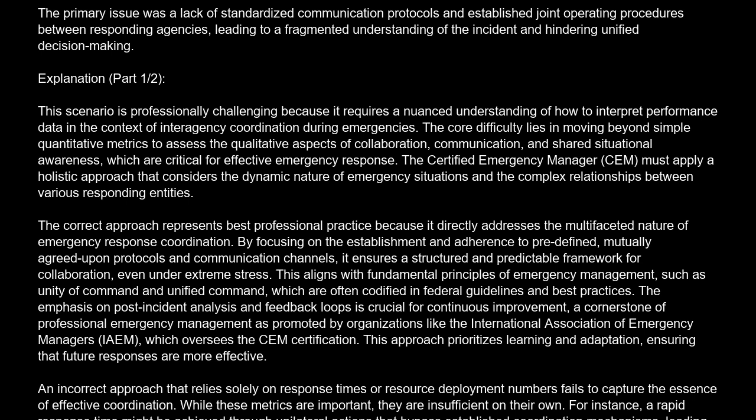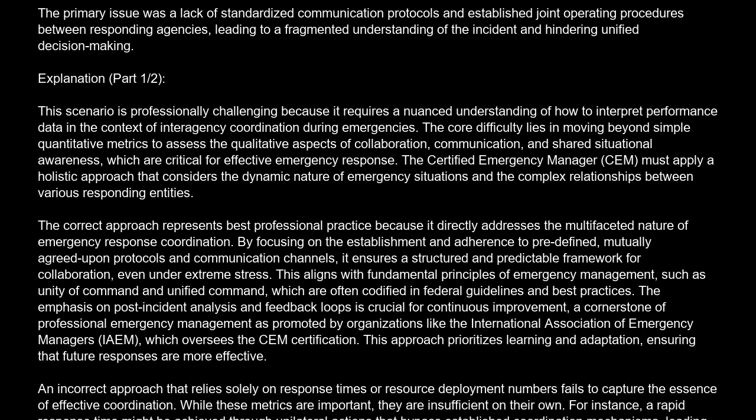The correct approach represents best professional practice because it directly addresses the multifaceted nature of emergency response coordination. By focusing on the establishment and adherence to predefined, mutually agreed-upon protocols and communication channels, it ensures a structured and predictable framework for collaboration, even under extreme stress. This aligns with fundamental principles of emergency management, such as unity of command and unified command, which are often codified in federal guidelines and best practices.